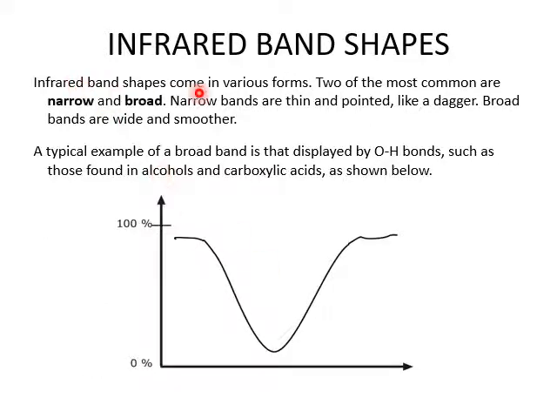So infrared band shapes come in various forms, two of the most common being narrow and broad. So this is very narrow, such as with OH bonds, and also carboxylic acids, which have an OH bond.